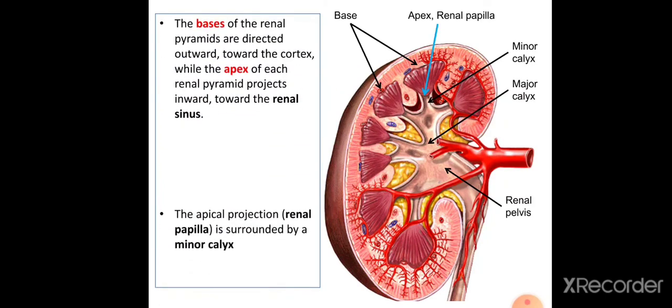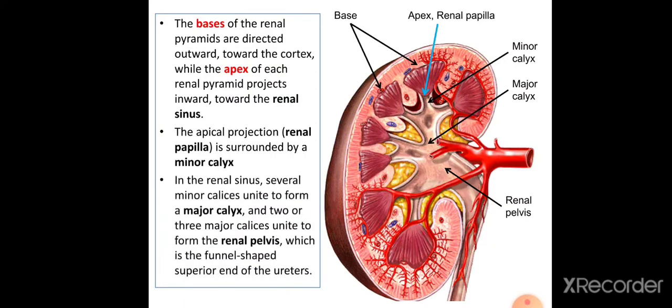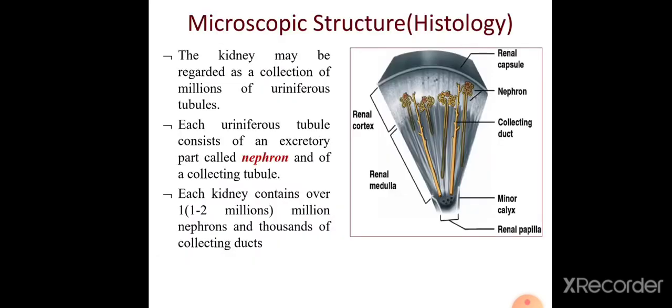So here we can see the bases, the apex and the renal sinus which is enclosing the pelvis of ureter, and the apical portion of the pyramid is known as papilla, renal papilla, which is opening into the minor calyx. Two or three minor calyxes unite to form the major calyx. In the diagram we have demarcated the minor as well as major calyxes. These major calyxes unite and form the renal pelvis.